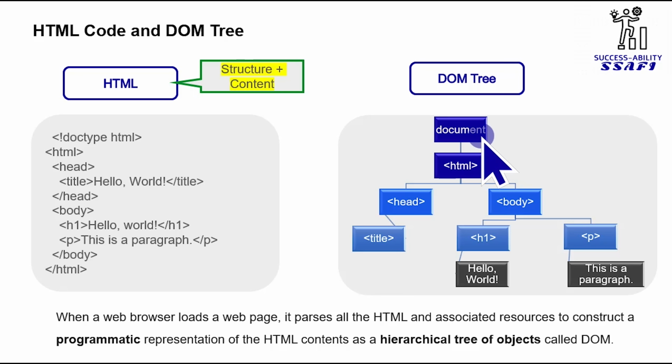A DOM tree always starts with the document object at the root level. And then every HTML element becomes a node inside the tree. We have parent nodes such as head and body, and we have children nodes such as h1, paragraph, and also text nodes. For example, hello world, and this is a paragraph, right? So one more time, DOMs are generated when a browser loads web pages alongside with all the associated web assets and resources together. A programmatic presentation of the HTML content in a hierarchical tree of objects.